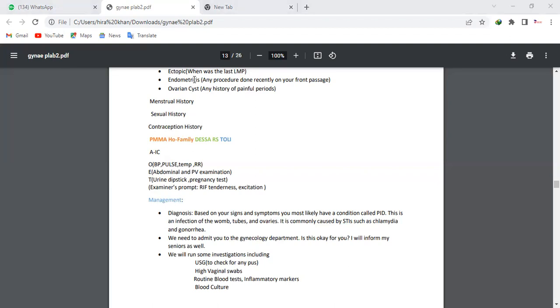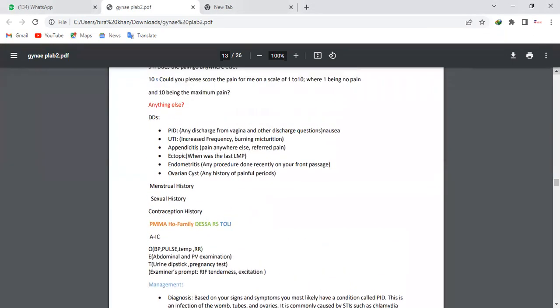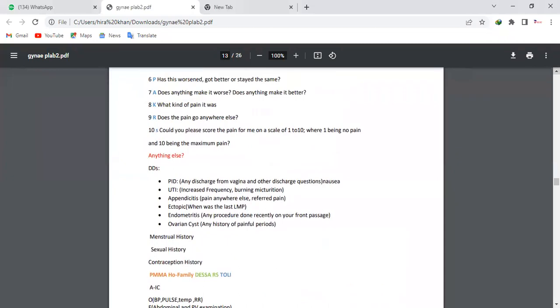All right, so now what we are going to do is rule out the DDs. After asking about the main symptoms, save your time and ask just a few questions from the DDs, just one or two questions from each DD that are important. Then the menstrual history is very important.